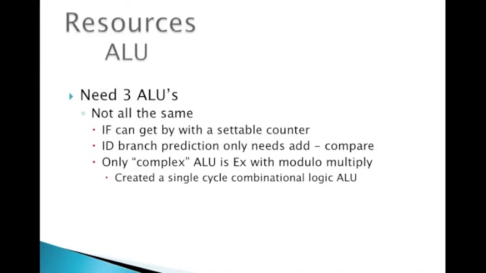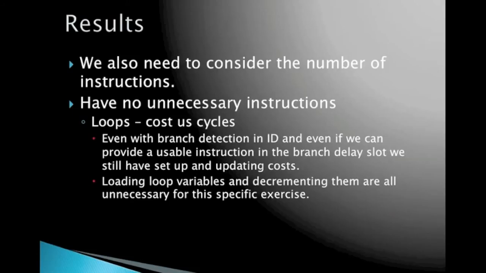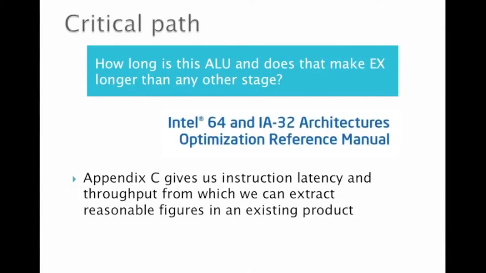We have 3 ALUs, but they're not all the same. We only need one complex ALU that is actually capable of doing our modulus multiply, which we have added in special hardware. Because we have fewer no-op cycles, our CPI can be calculated from our number of instructions and the number it takes to load the pipeline. Being very close to 1 is wonderful. This, however, is only one piece of our equation. We also need to consider the number of our instructions. I don't have any unnecessary instructions because I have chosen not to do any loops.